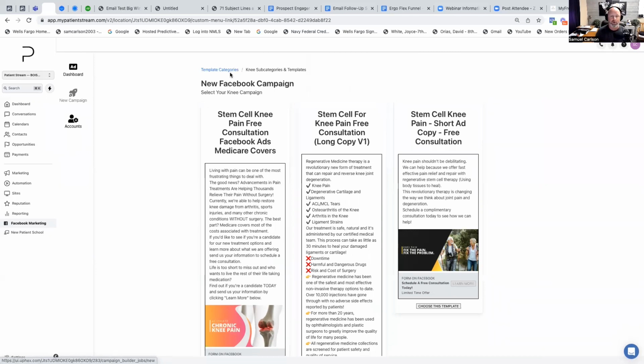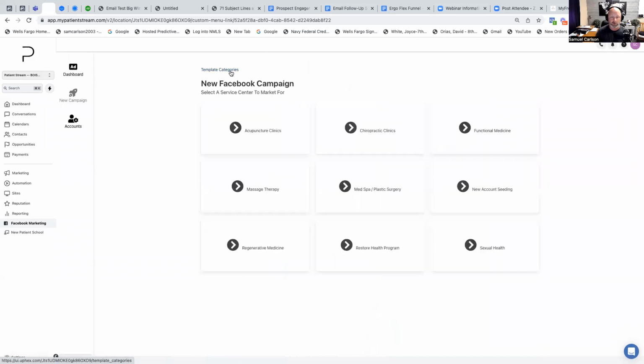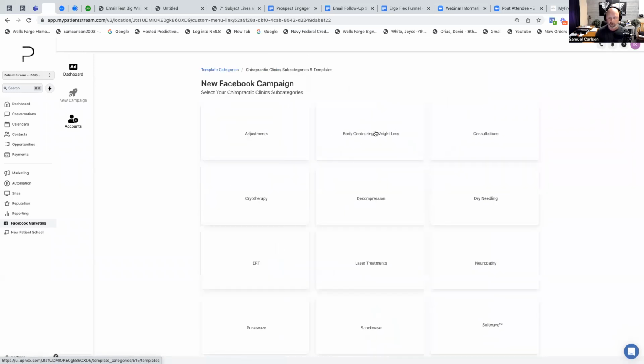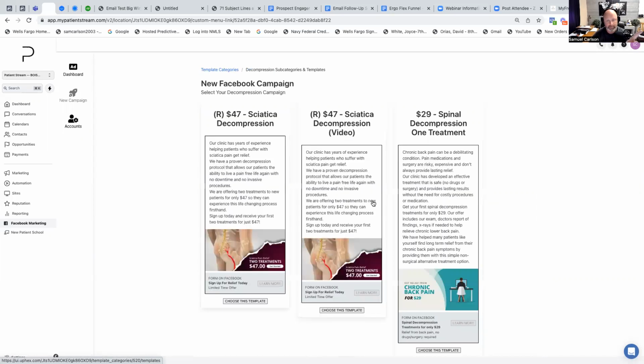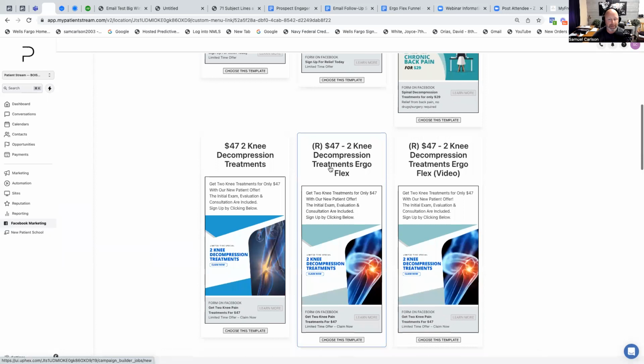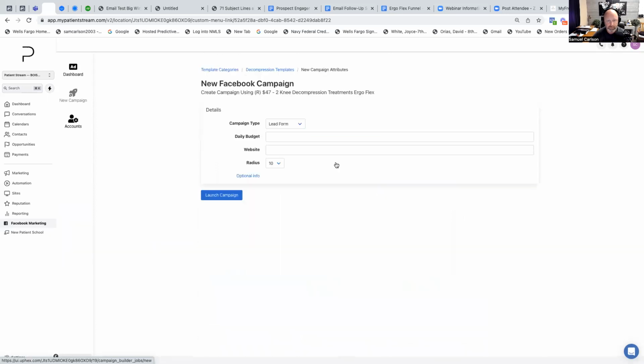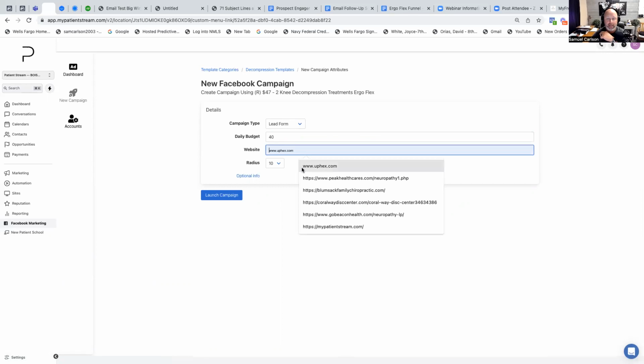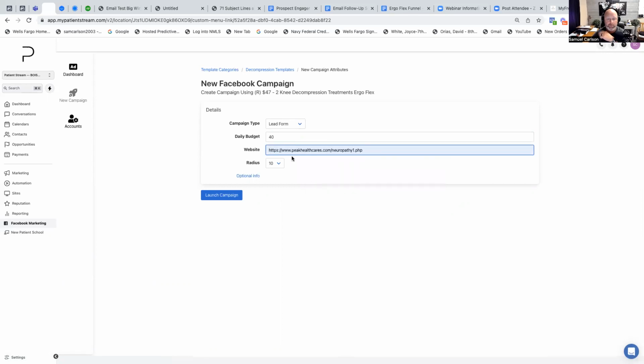All right. So I want to go through real quick and just show you what you would do. Let's say you're a new Patient Stream user, or you're not a user and you're wondering, how does this work? You click on decompression. You go to the recommended campaign, which we choose. We leave it as lead form. We put in our daily budget and our website.